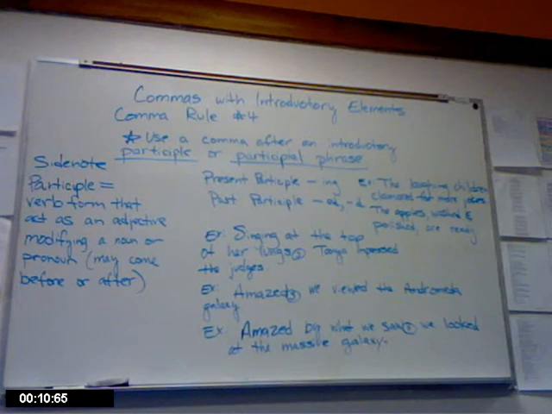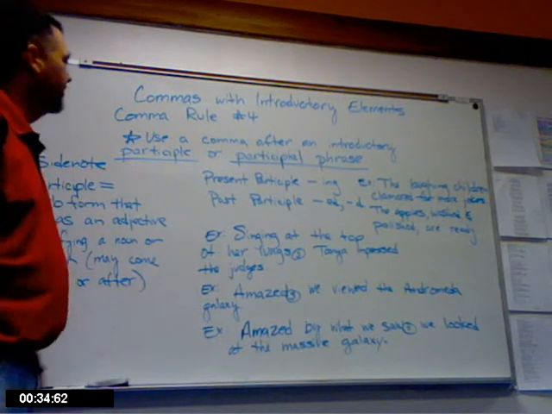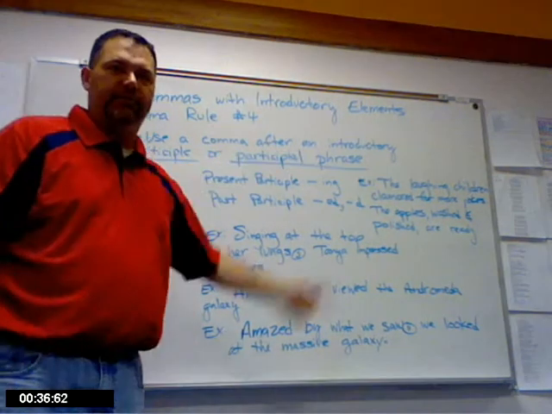So we've had the first 3 comma rules. We use commas to separate elements in a series. We used a comma to separate 2 adjectives of equal rank. Comma rule number 3 was using commas to join 2 independent clauses. So comma rule number 4 is use a comma after an introductory participle or participial phrase.